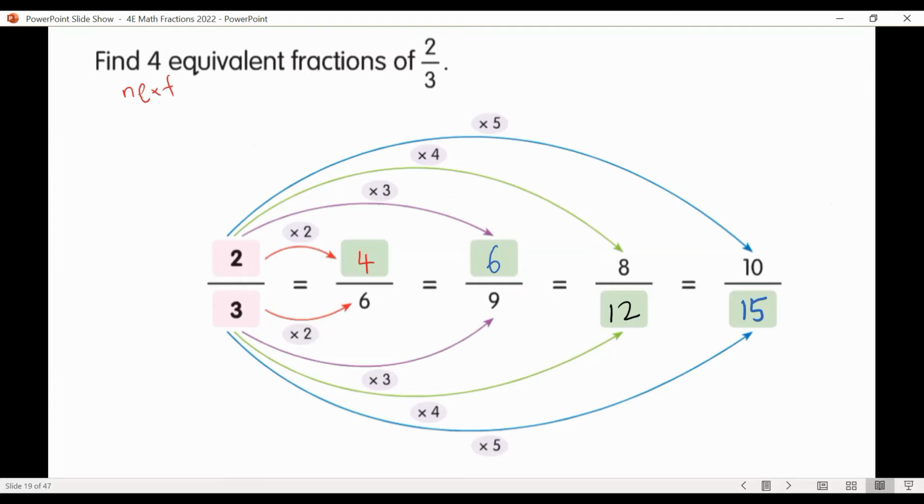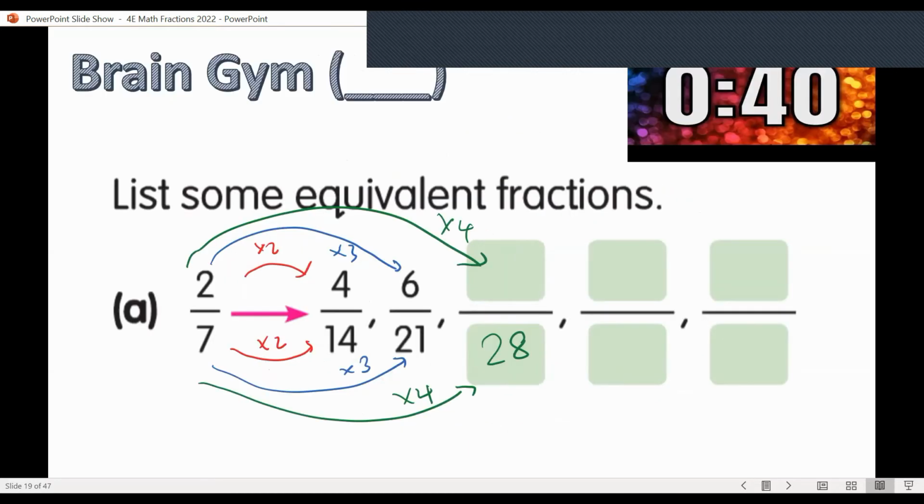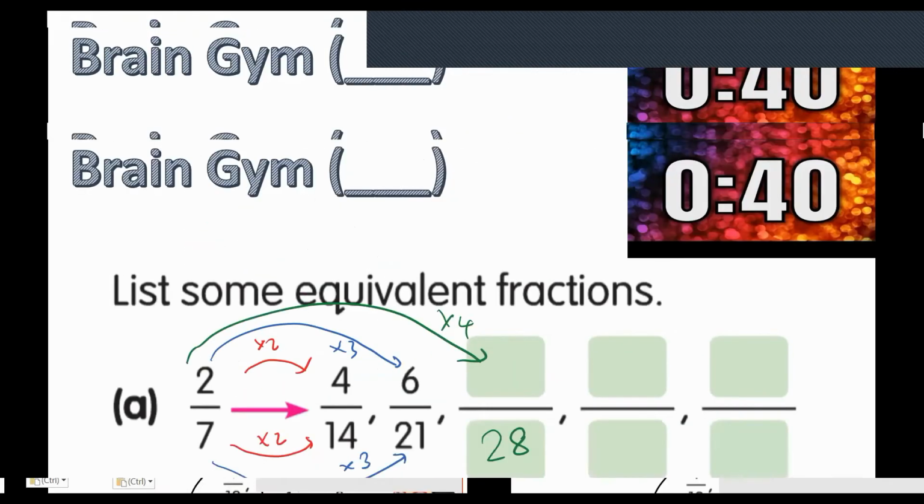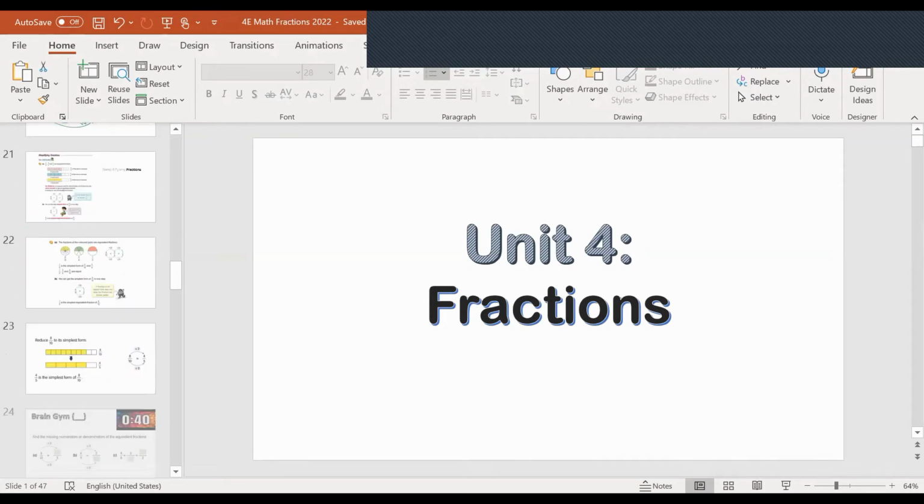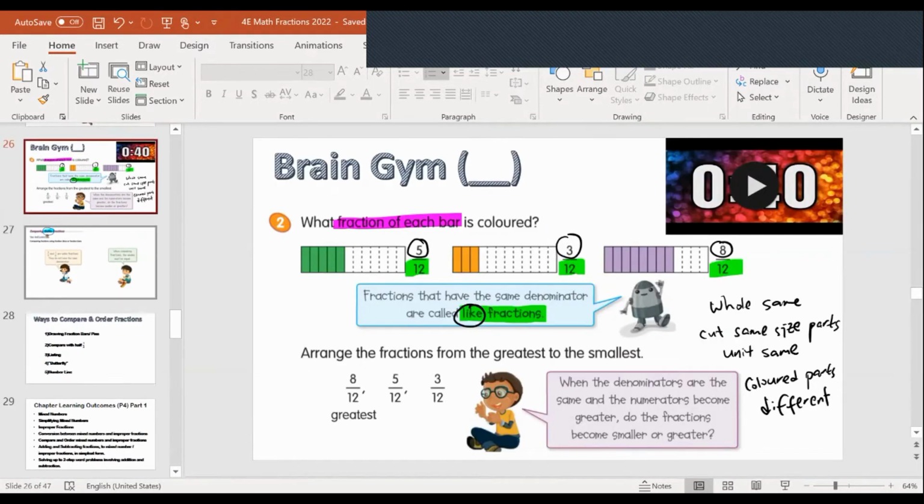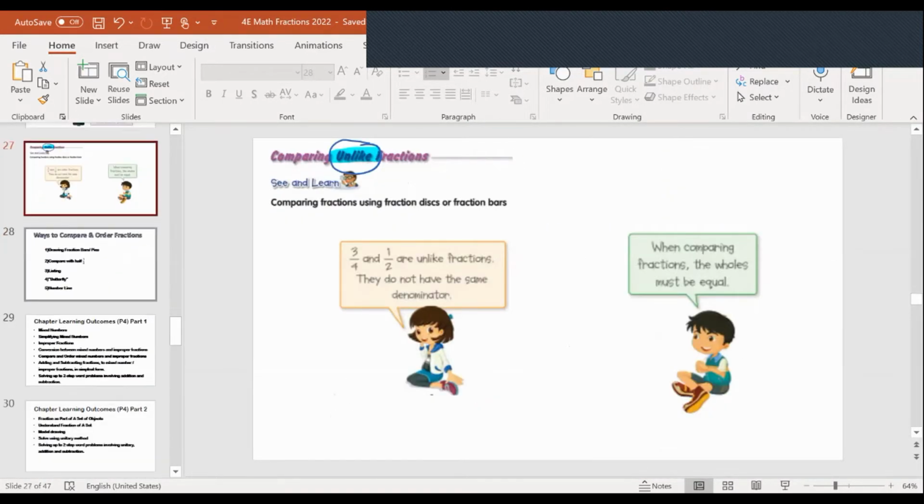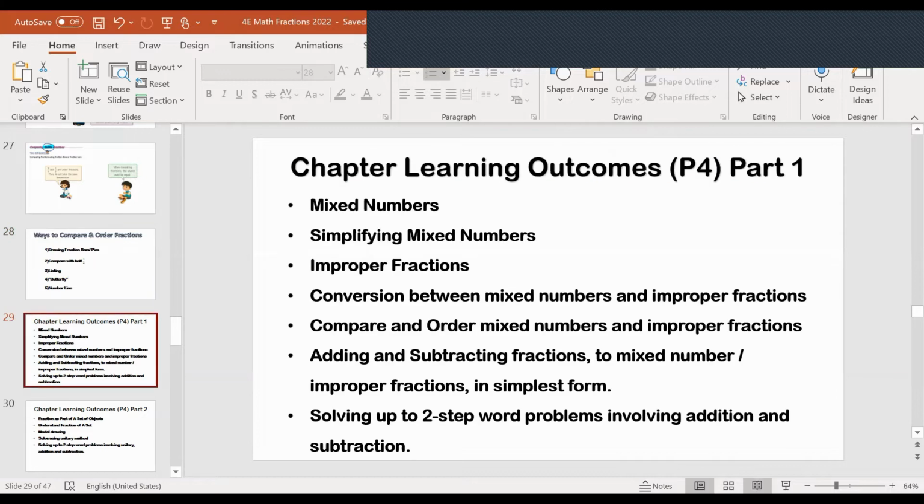Okay, and in our next few days, we will be doing brain gym to revise our primary 3. So I have already prepared primary 3 ideas, concepts of how fractions work. Okay, so now we talk about primary 4. Primary 4, welcome to primary 4.